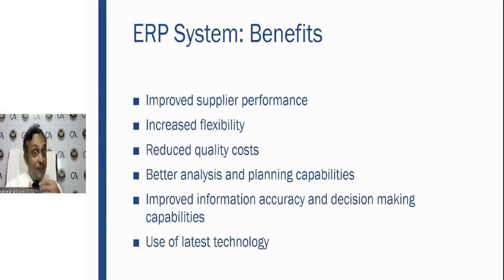Talked about, it's part of the chapter, data analysis and business intelligence. So you have so much data. Through that ERP system, you can go for better planning. Plan better, that gives the next one: improved information accuracy in decision making. So better planning analysis leads to improved information and better decision making.